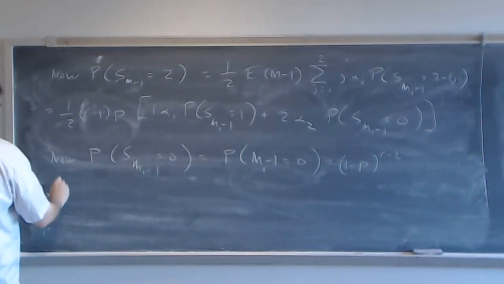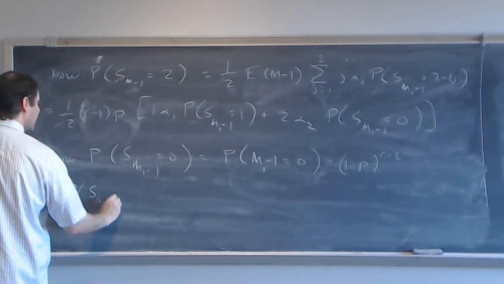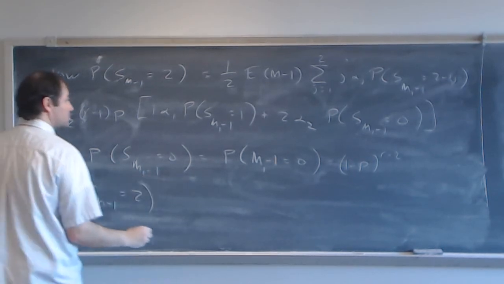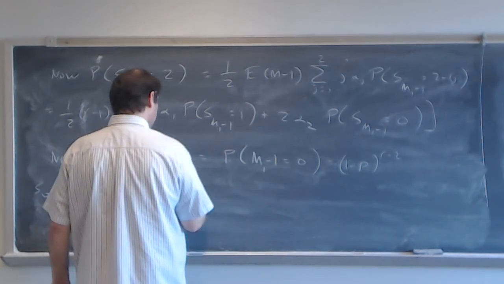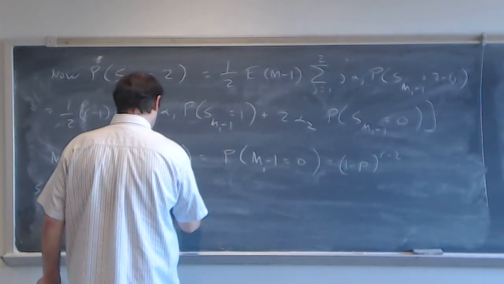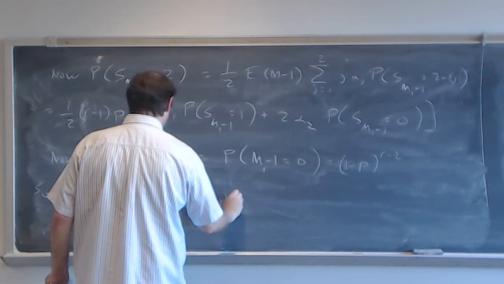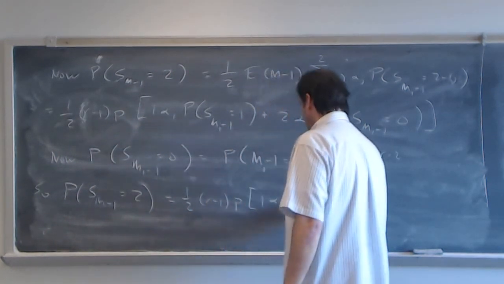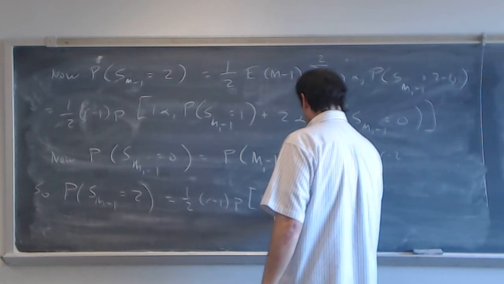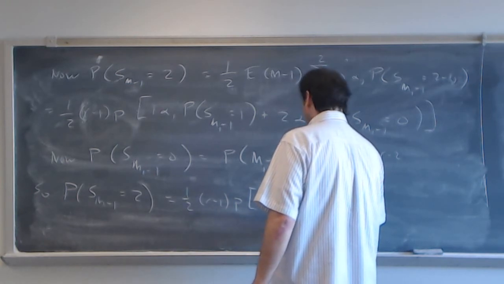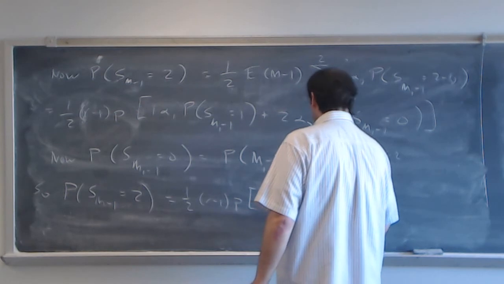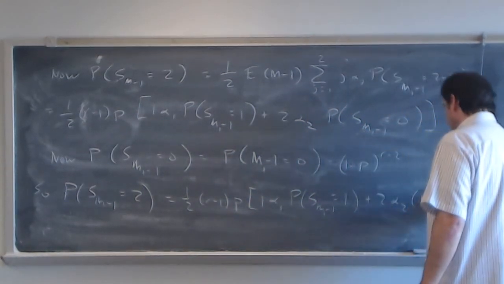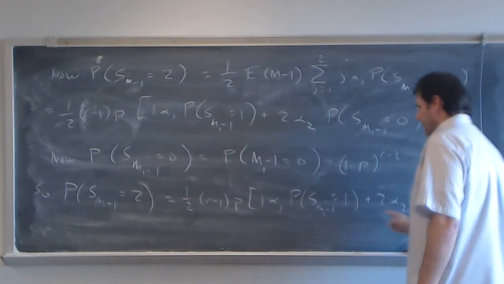So, looking at our work here, the probability that S of m minus 1 equals 2 is equal to 1/2 times r minus 1 times p, times 1 alpha sub 1 times the probability S of m sub 1 minus 1 equals 1, plus 2 times alpha sub 2 times 1 minus p to the r minus 2. How do we handle this?